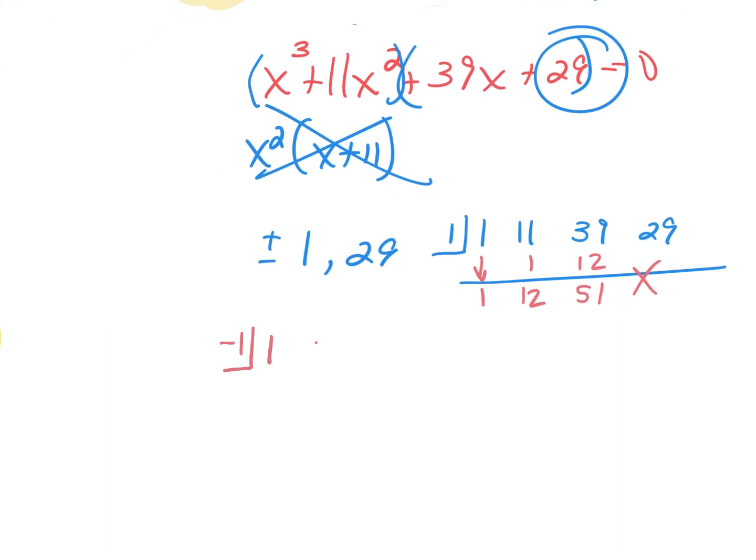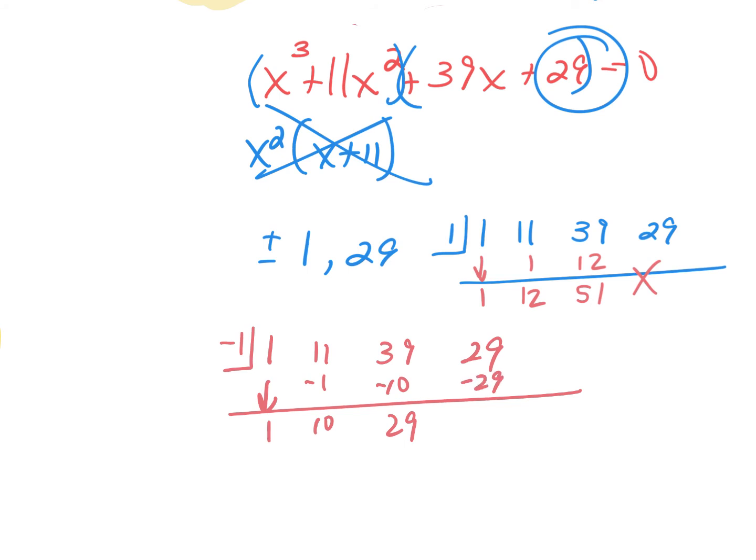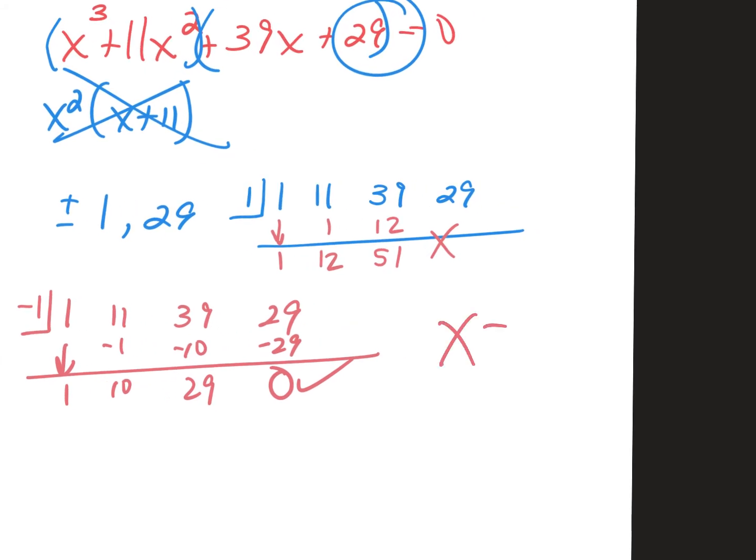So 1, 11, 39, 29. Bring down the 1. What's 1 times negative 1? What's 11 minus 1? 10. 10 times negative 1. 39 minus 10. Okay, so now 29 times negative 1 is negative 29. Ooh, 29 and negative 29 is? 0. So what did you guys just prove to me? Negative 1 works. Negative 1 is a factor.